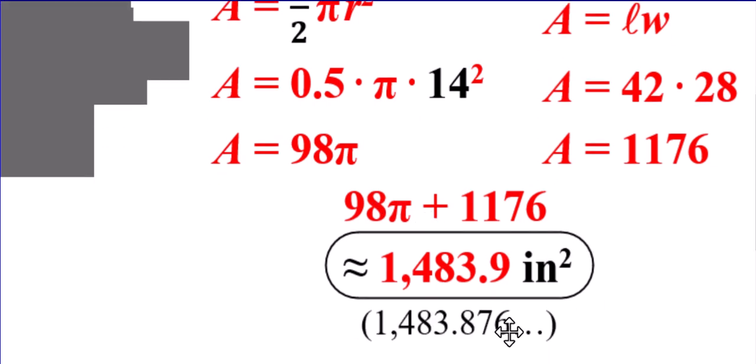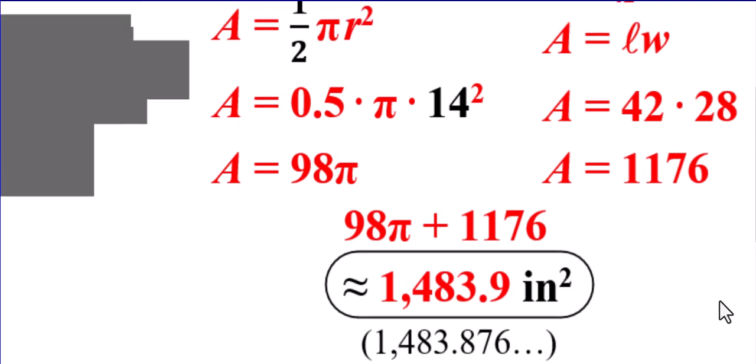If you do round to the nearest tenth, like you're supposed to, according to the directions at the top, the 7 is big enough in the hundreds to make the 8 round up. So 1,483.9 square inches. This one was not feet. This is square inches. If you need to hit pause to fix your work, please feel free to do so.